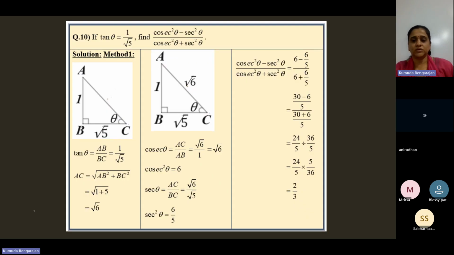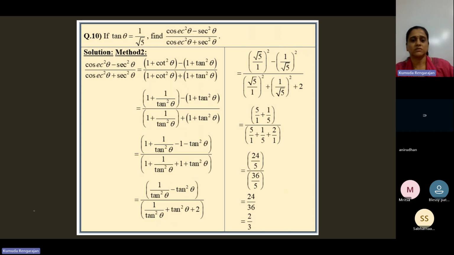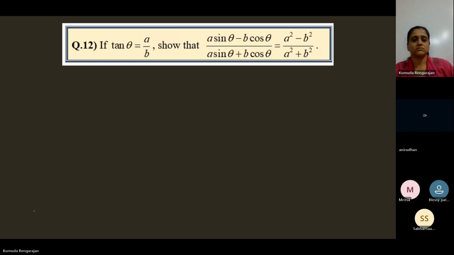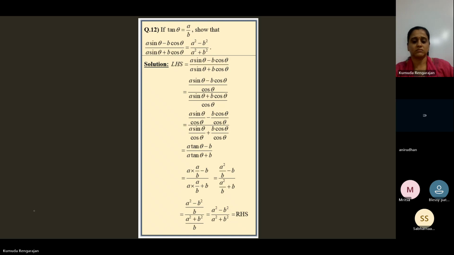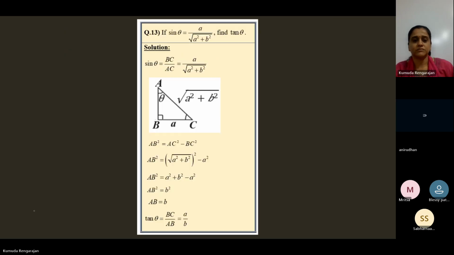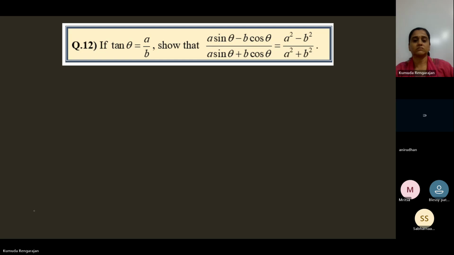All these you can work out yourself, because all are similar questions. Now this one, I'll just tell you an alternate method. Now we have the value of tan theta, and you have to show that a sin theta minus b cos theta by a sin theta plus b cos theta is equal to a square minus b square by a square plus b square.